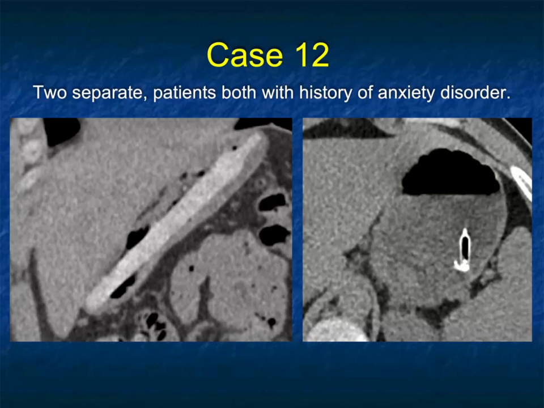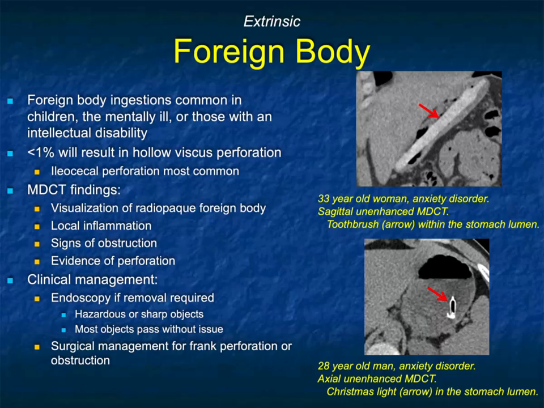Here are two separate patients with a history of anxiety disorders, and what you can see in both of these cases is there's something in the stomach. In the upper image, you can see a toothbrush. In the bottom image, a Christmas light. Foreign bodies are not that uncommon. We talk about them in kids, where kids swallow anything, particularly coins. But there's some patients, particularly with mental instability, that will swallow things. I saw a case recently of a battery.